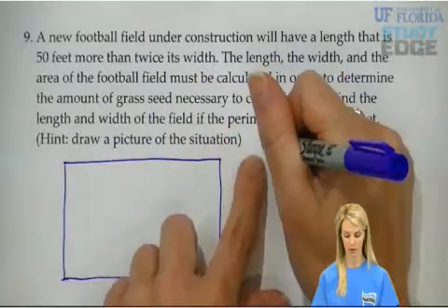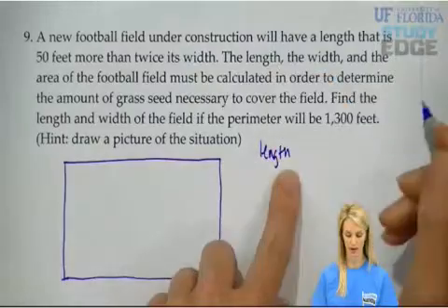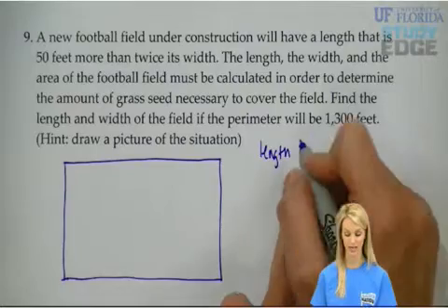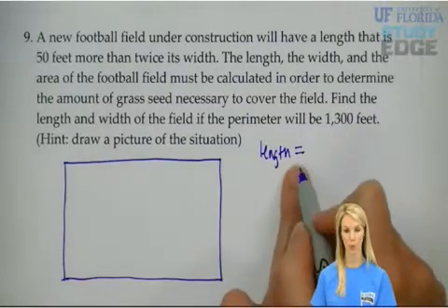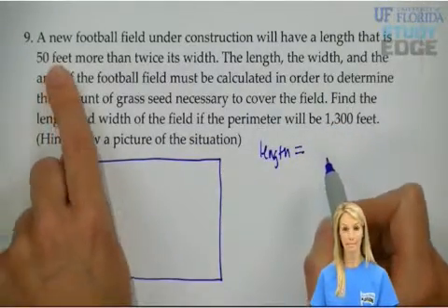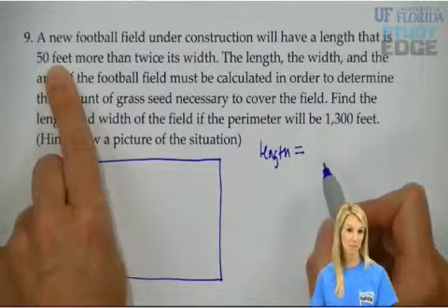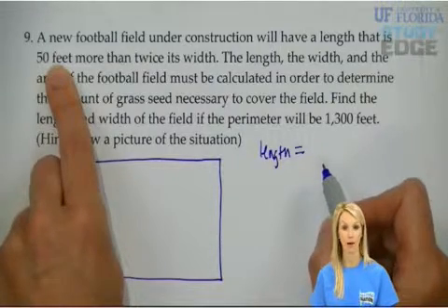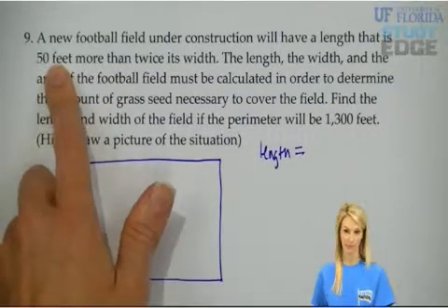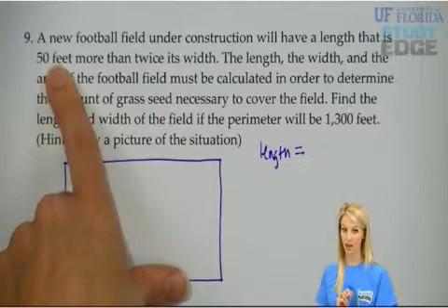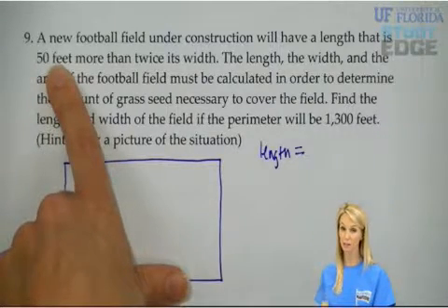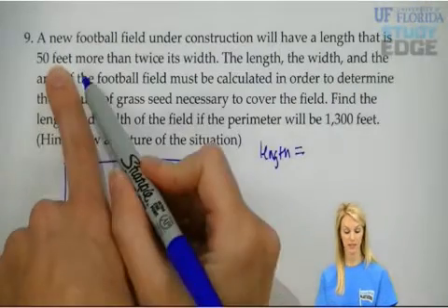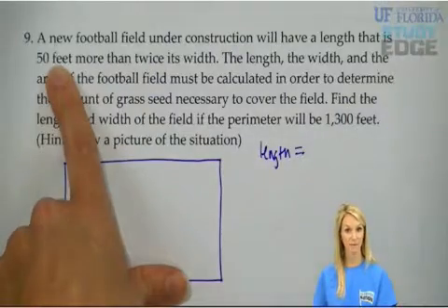Okay, so the length is what? The length is, that's telling us what the length is equal to. So the length is equal to what? 50 feet more. Does that mean 50 feet times something? Does that mean we subtract 50 feet? What do we think that means? 50 feet more. I always like to think about this stuff with money. If I have $10 and you have $50 more than I do, what do you have? 10 plus 50, right? 50 feet more means that you're adding 50.